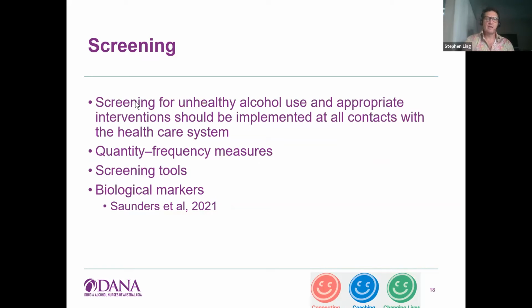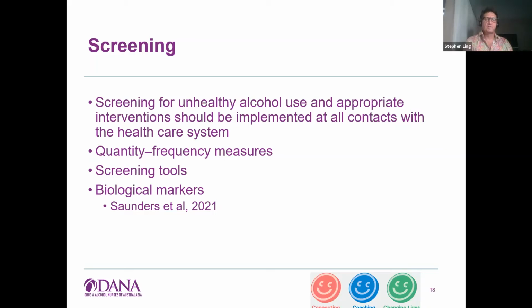So in terms of screening for alcohol use and alcohol use disorders, screening for unhealthy alcohol use and appropriate interventions, to my mind, should be implemented at all contacts with the healthcare system. So any patient who presents to an emergency department really should have a screening process implemented on presentation. And it can be something as simple as, do you drink or don't you drink? And if you drink alcohol, then further questions can be asked. If you don't drink alcohol, there's little point in going further.